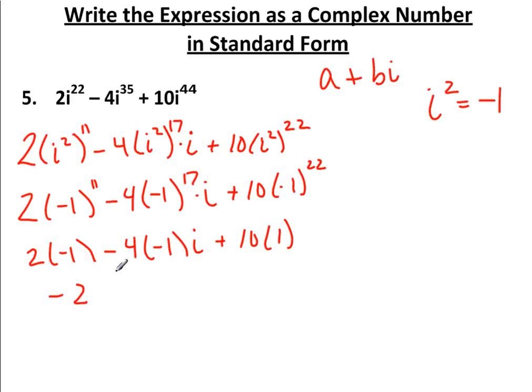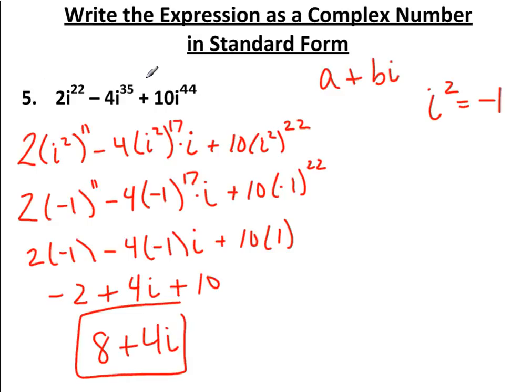So here I get -2 plus, because I took 2 negatives, 4i plus 10. So again, we want my real components first, so this gives me 8 plus 4i. So that whole thing up here simplifies down to 8 plus 4i.